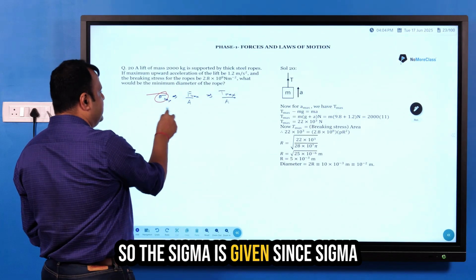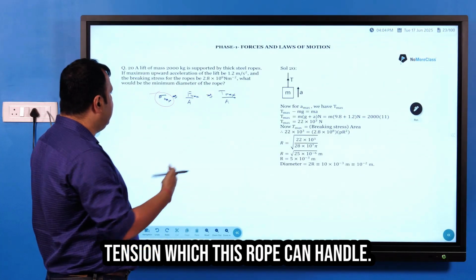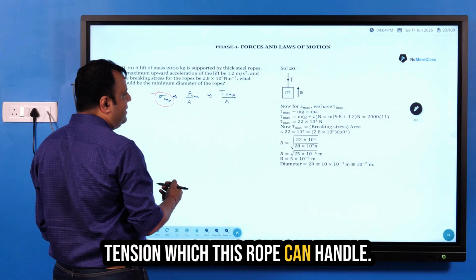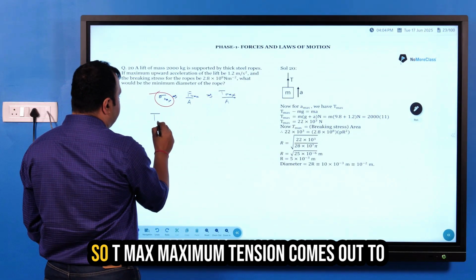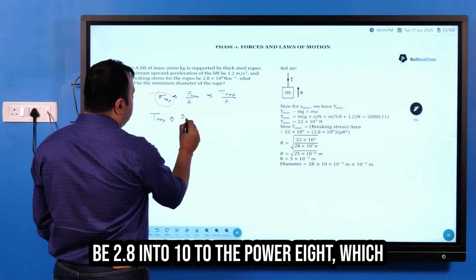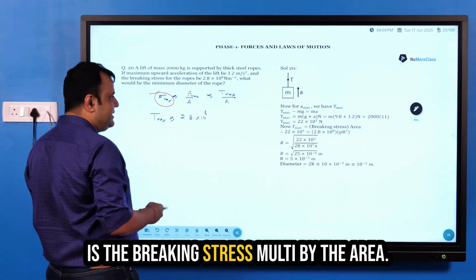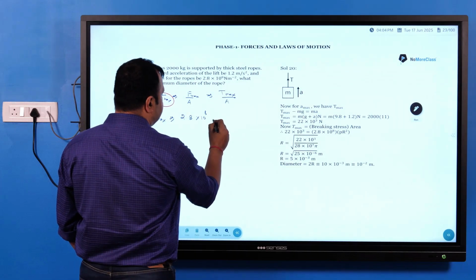So this sigma is given. Since sigma is given, indirectly they have given the maximum tension which this rope can handle. So T max, the maximum tension, comes out to be 2.8 into 10 to the power 8, which is the breaking stress, multiplied by the area.